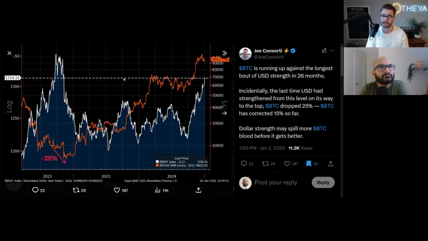The last time we were this strong, Bitcoin had corrected down by 25%. Currently, Bitcoin has only corrected peak to trough about 15%. And right now, from the all-time high to where we are now, about 10%, right? Basically what this tweet is getting at is that the last time the US dollar had strengthened to this level, 13, 14 points, Bitcoin had dropped 25%.